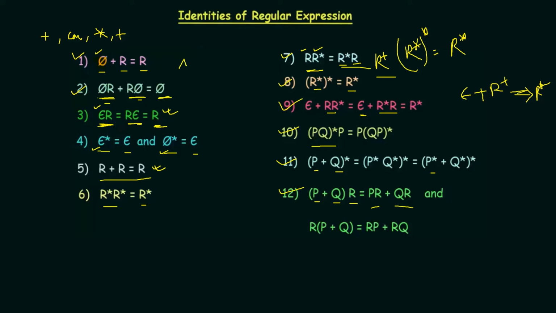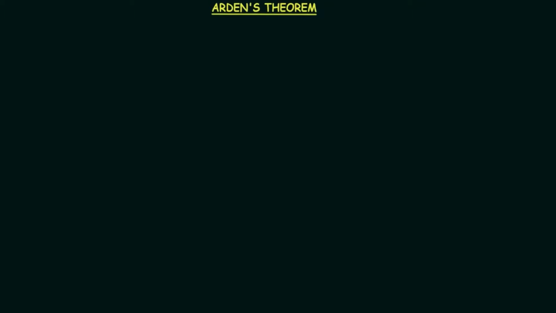Okay, so let's carry on. So these identities are going to be required whenever we are talking about further operations using regular expression. That's why this particular topic is very much important. So now, following the identities of the regular expression, we need to discuss one very important theorem that is related to these identities.